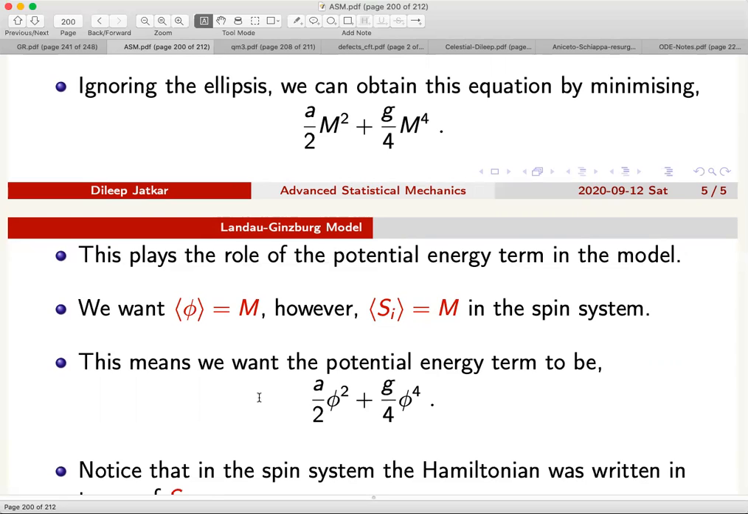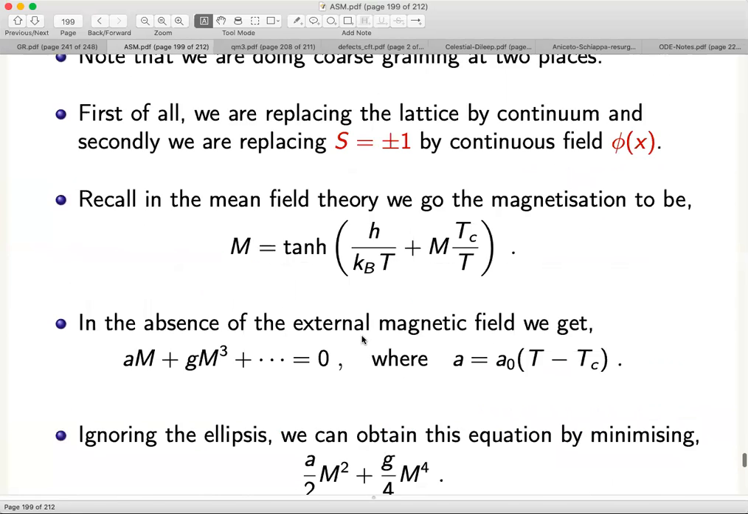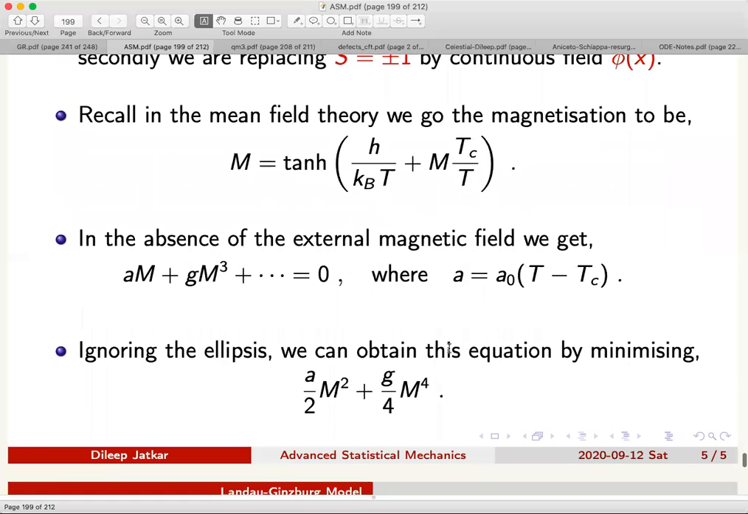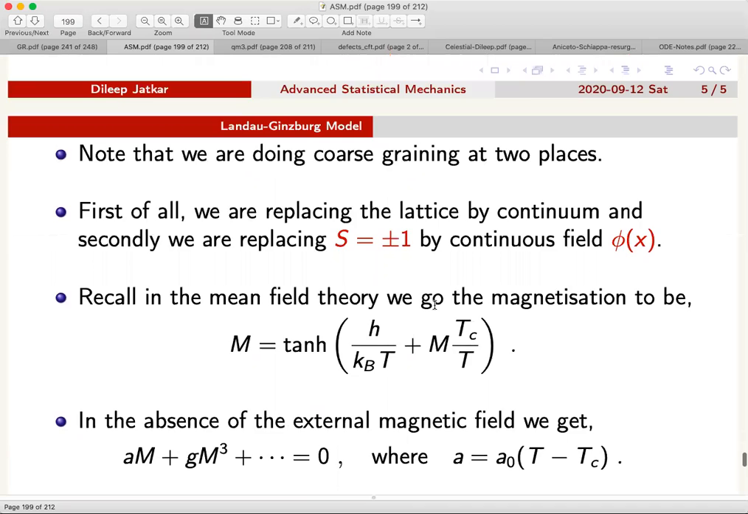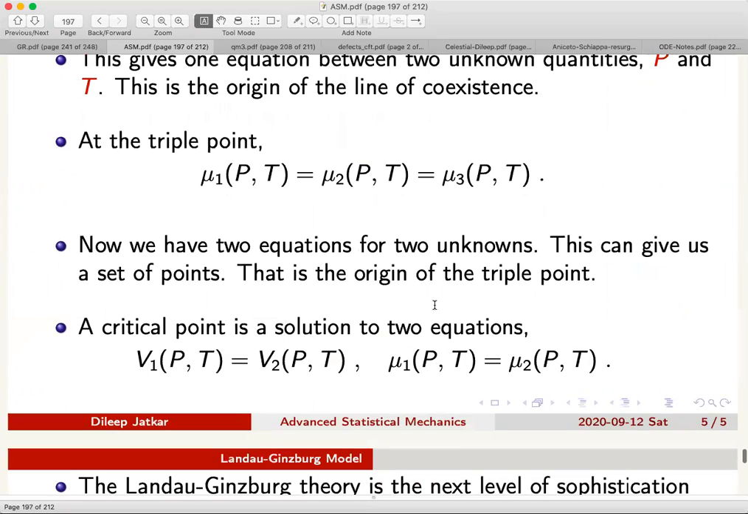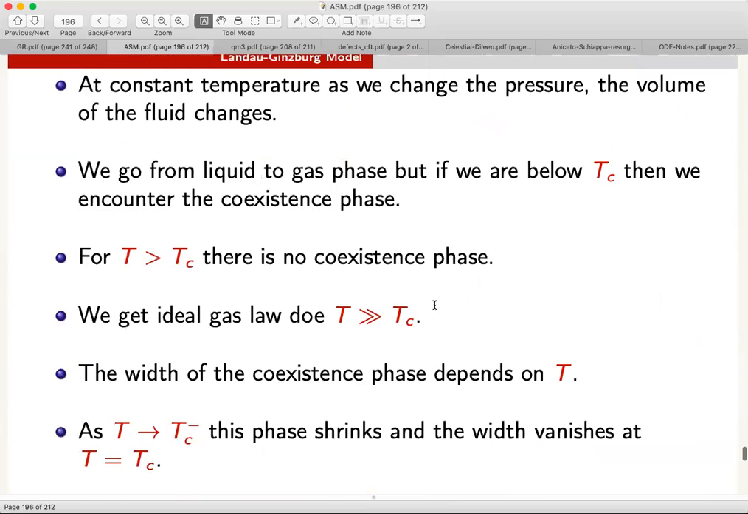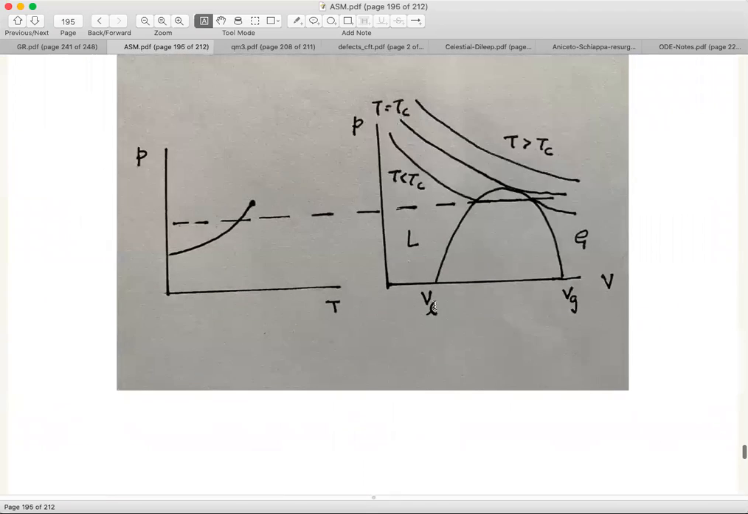Okay, maybe I should say it this way: k squared by 2 phi squared plus a by 2 phi squared to be the quadratic part of the action. The reason why I wanted to draw attention to that is that the a by 2 times phi squared piece would have t minus tc dependence. We encountered exactly the same kind of behavior when we looked at the 2D Ising model.